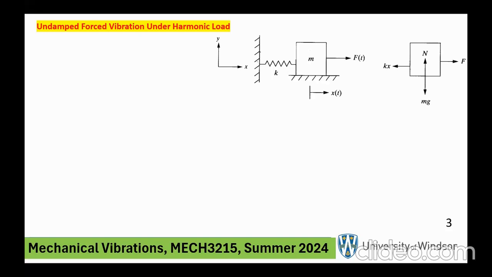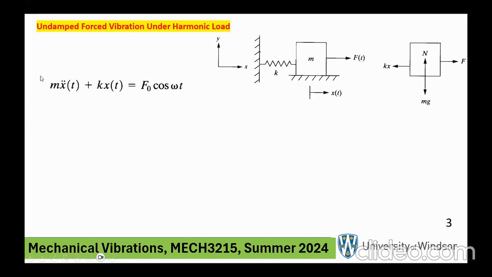So forced means that there is a force acting, and harmonic load means that that force has a very special type, as you'll see in a minute. Okay, so when you look at the free body diagram in the x direction, for example, the force F is acting, it's an external force. Kx is the force of the spring, so the mass is pushed to the right by F of t and pulled to the left by kx, and there is a tug of war between these two, which causes the vibration.